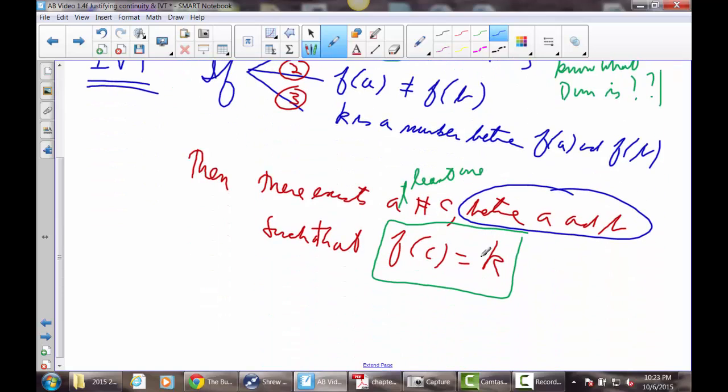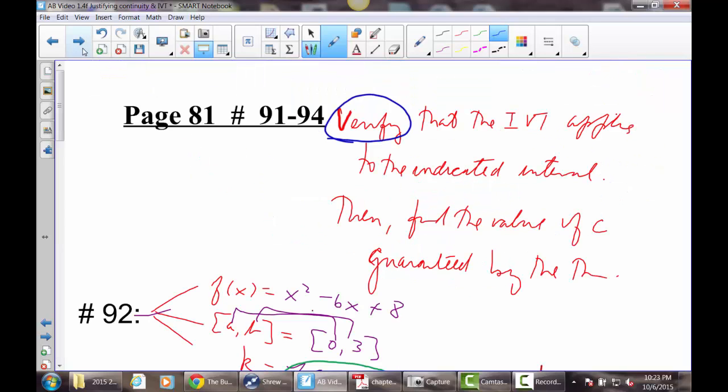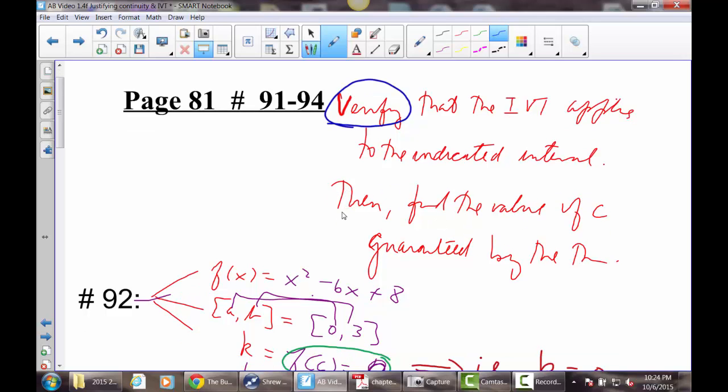If all 3 of those are true, then the conclusion is that there's got to be at least one number c between a and b, such that f of c is equal to k. So, numbers 91 through 94 ask you to verify that the intermediate value theorem applies to the indicated interval. So you've got to go through those three processes to verify it holds. Then, if it holds, well, they're telling you it does because they're saying verify. Find the value of c guaranteed by the theorem.